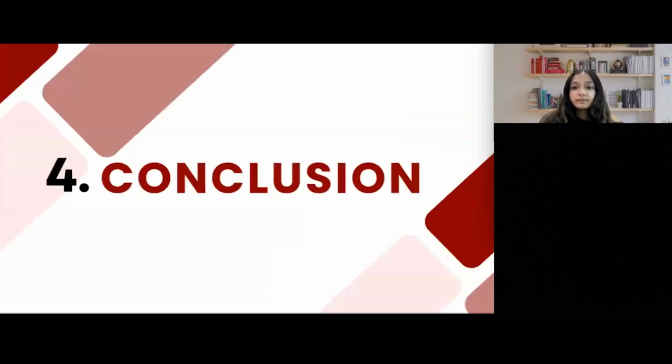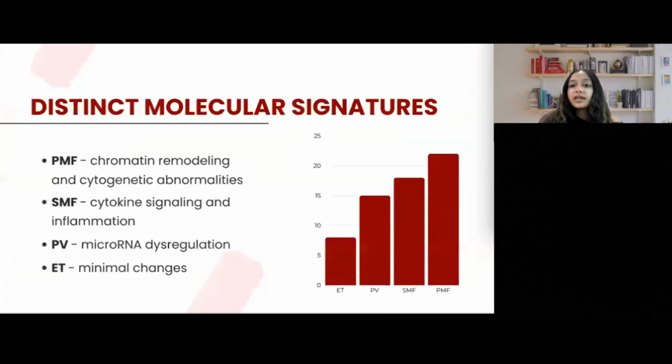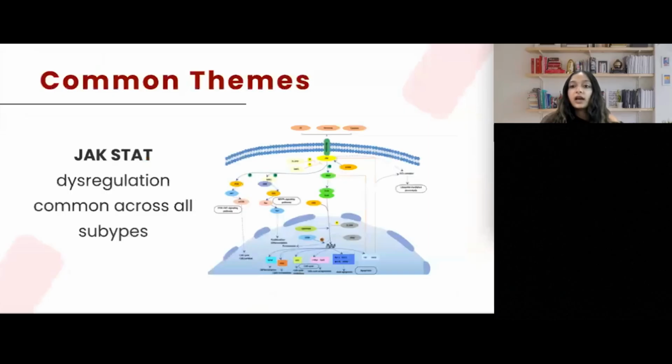Now for the conclusion. Each MPN subtype has distinct molecular signatures. PMF is dominated by chromatin remodeling and cytogenetic abnormalities. SMF is defined by cytokine signaling and inflammation. PV shows dysregulated microRNAs, and ET shows very minimal molecular changes. However, despite their differences, one theme was consistent among all the MPN subtypes, and that was JAK-STAT pathway dysregulation, which confirmed its central role in MPN pathogenesis.